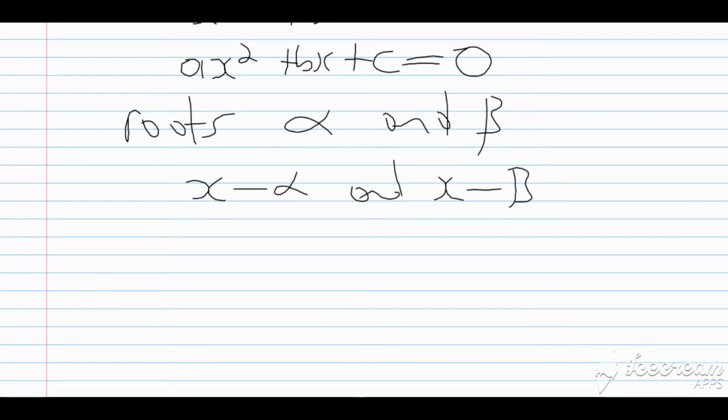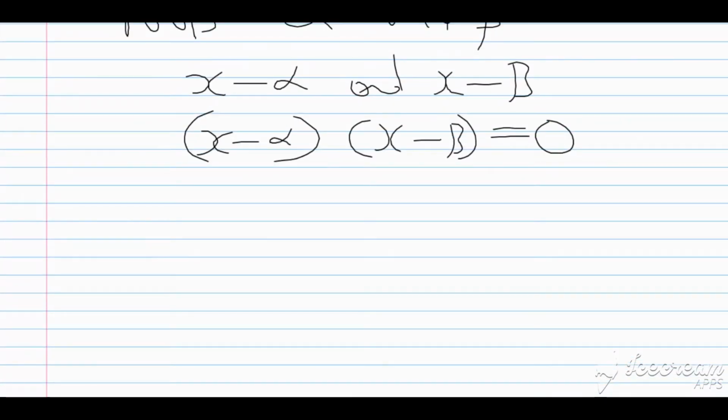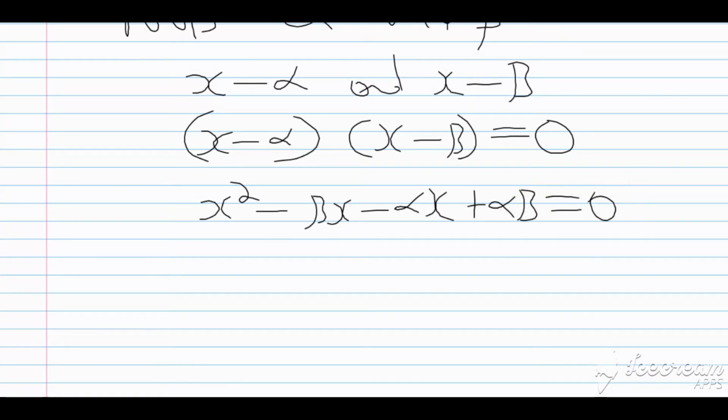Using my factors, I can take the product to produce the original equation. So we can say x minus alpha times x minus beta is equal to 0. All right. Now if I expand this, I'm going to have x squared minus beta x minus alpha x plus alpha beta equal to 0.